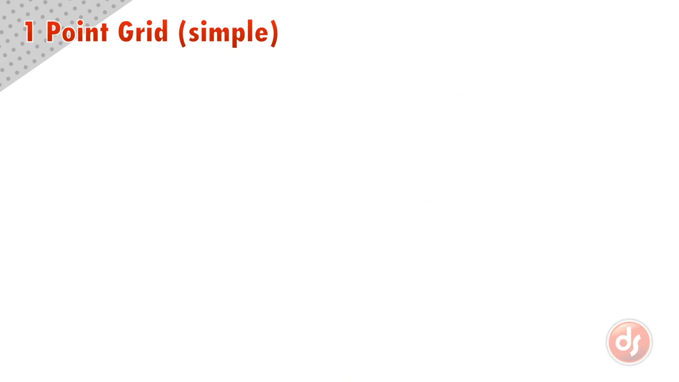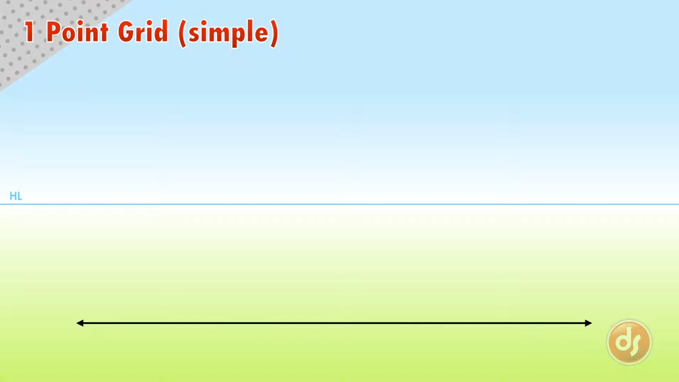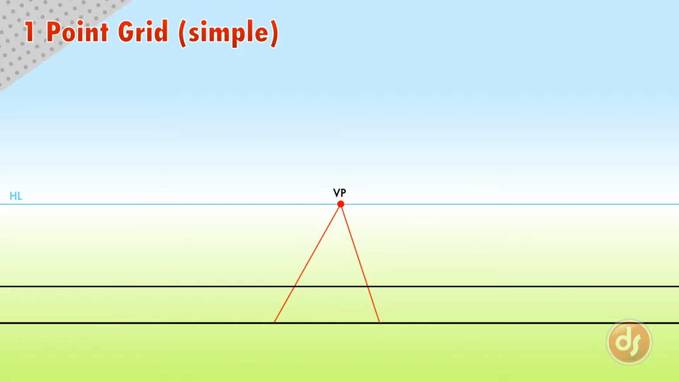Now let's make a simple one-point grid. Start with a horizon line. Then we draw a horizontal line at the bottom of the page representing the back of our grid. Place a vanishing point on the horizon and draw lines in perspective to the back of the grid. Decide the size of your box with another horizontal line. This represents the first tile of our grid, and we will use it to construct other tiles.